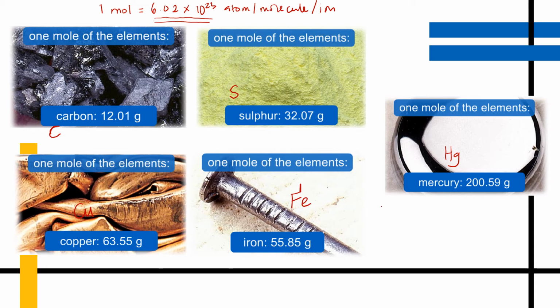Setiap satu ni, even though it is 1 mole, bilangan atom dia adalah sama. By right, 1 mole of carbon, 6.02 times 10 to the power of 23 carbon. 1 mole of sulfur, 6.02 times 10 to the power of 23 atom of sulfur. Same goes with mercury, copper, and also iron. But elemen yang berbeza akan ada berat yang berbeza. Okay, kenapa saya tunjukkan gambar yang ada dekat sini? Apa perkaitan antara mole dengan berat?